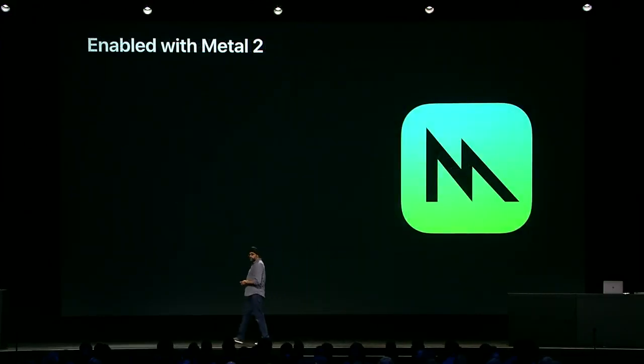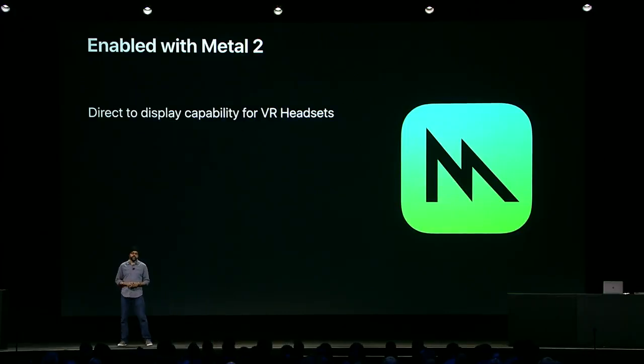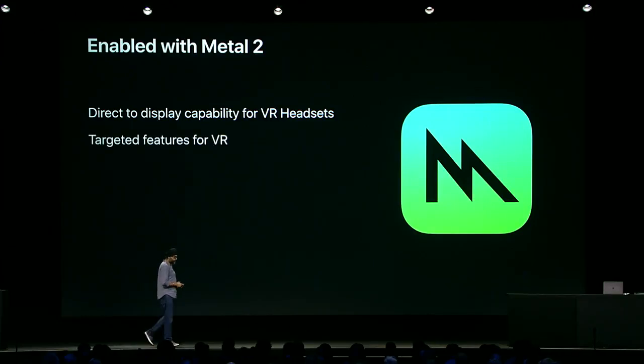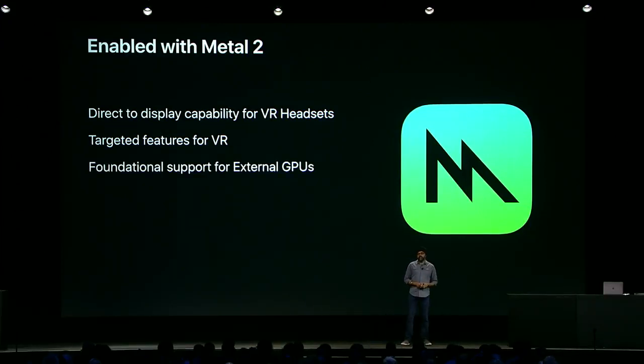And Metal 2 enables this support in 3 ways. First, by providing a fast path to present a frame directly to the VR headset with our new direct-to-display capability. Second, by enabling new features like viewport array that are specifically targeting VR. And finally, by providing that foundational support for external GPUs so that developers have a broader range of VR-capable Mac hardware to work on.